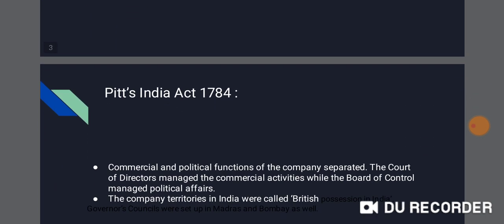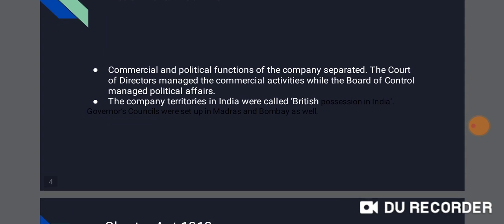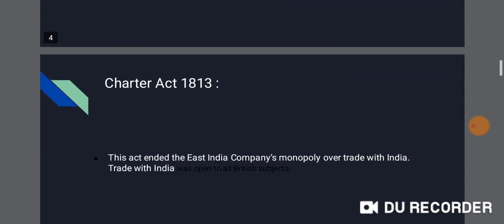Pitt's India Act 1784. Commercial and political functions of the company were separated. The Court of Directors managed the commercial activities, while the Board of Control managed political affairs. The company territories in India were called British possessions.